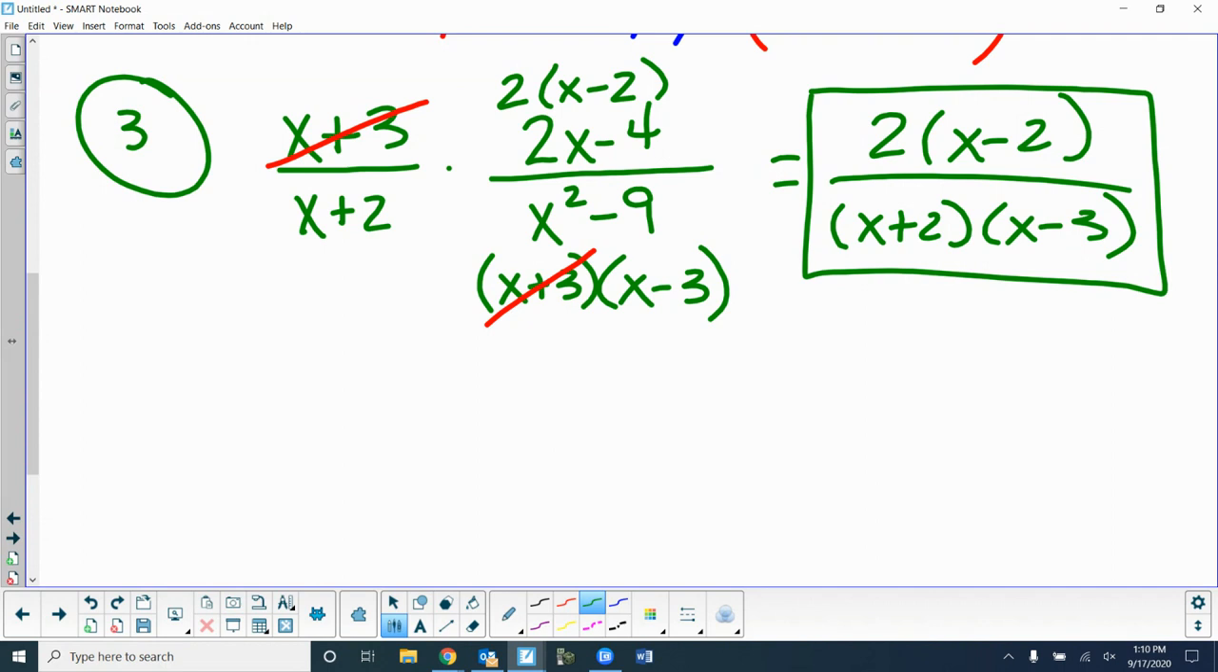So we factored everything we could. Then we canceled common factors. But remember, one's got to be top and bottom to cancel. Not side by side. One in the top, one in the bottom. You okay with that one? Okay. Number 4 is a division problem.